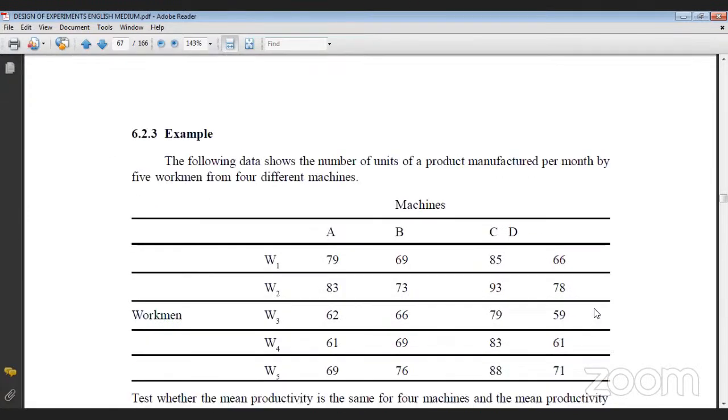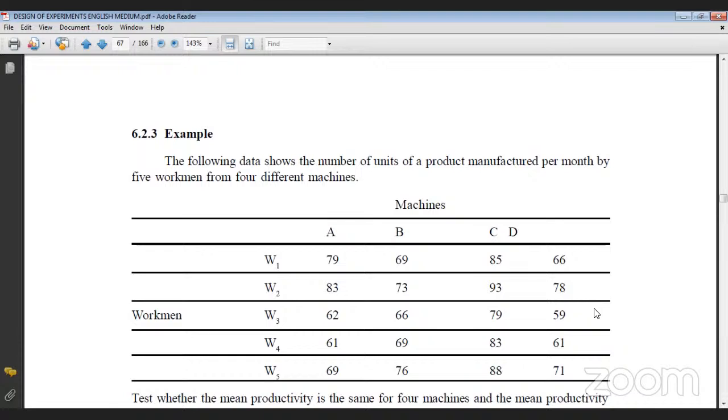So then we can go on to the following data. The number of medicine products manufactured per month by 5 workmen on 4 different machines. Therefore, you will see 5, this is 4, that is 5. The column is 4 and the row is 5.